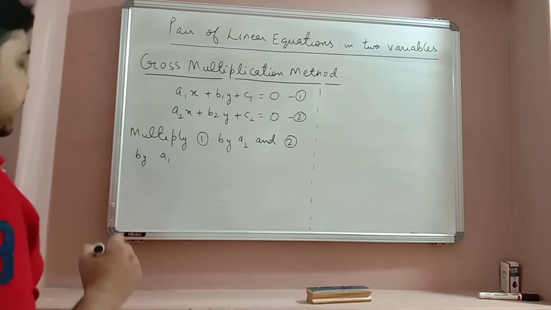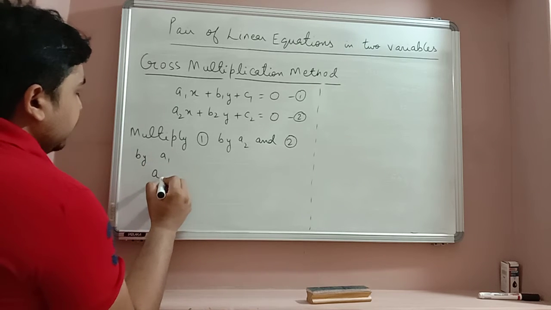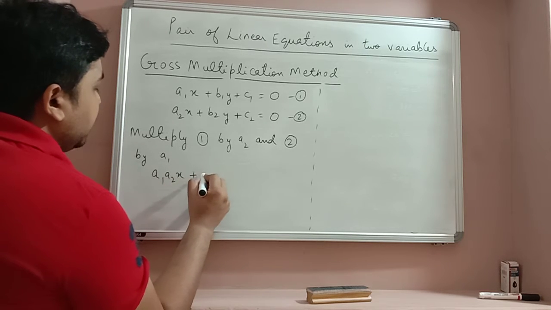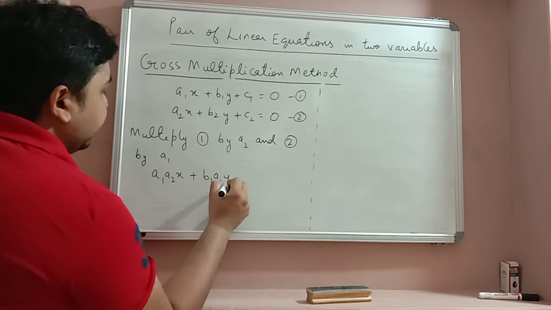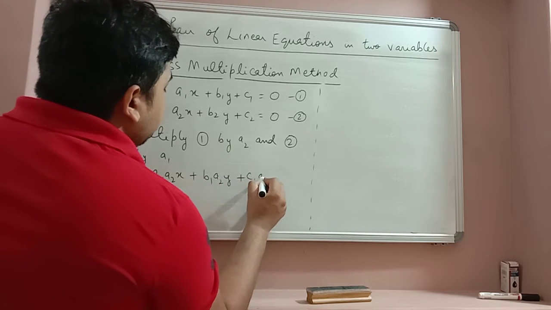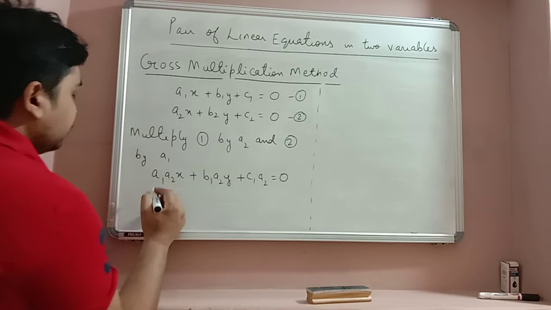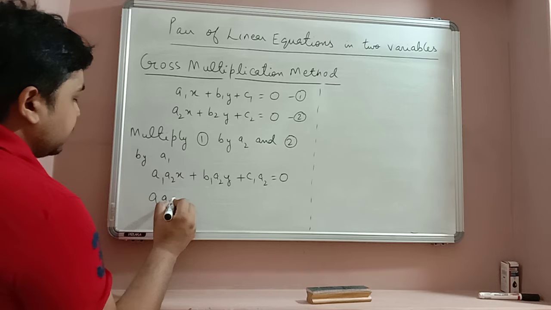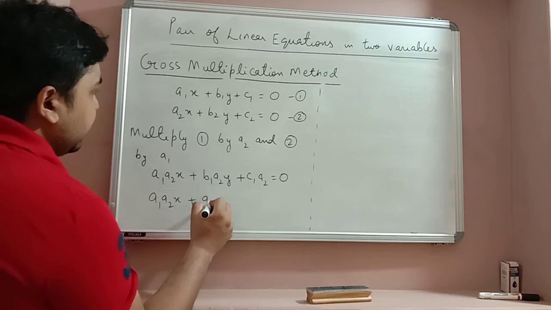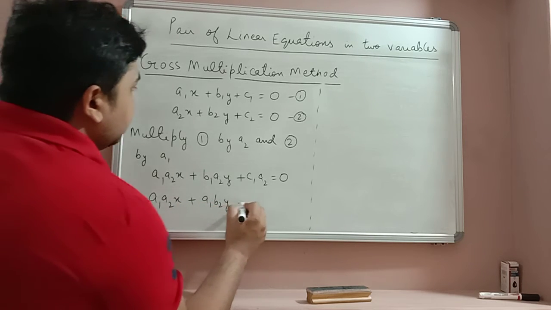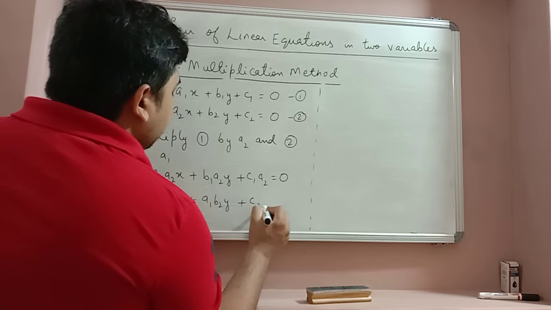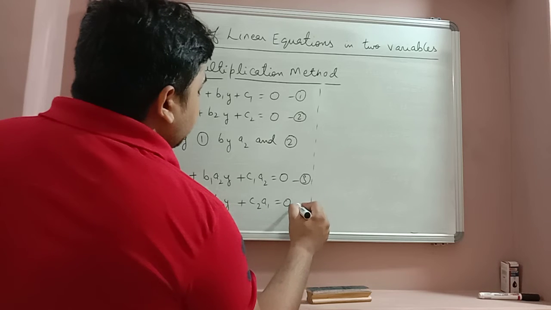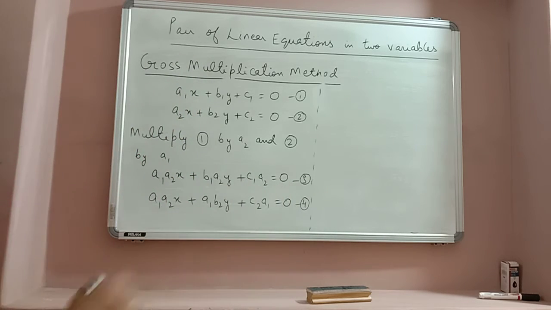So on multiplying we will get a1a2x plus b1a2y plus c1a2 equals 0, and here we will get a1a2x plus a1b2y plus c2a1 equals 0. Let me call this equation the third and this the fourth.